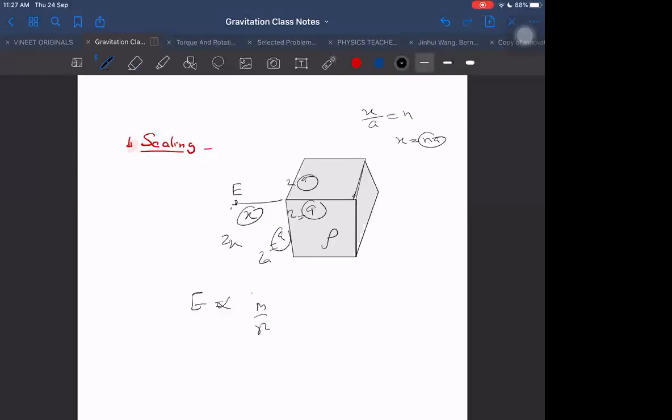M by r square, and m is proportional to r cube. So it is proportional to r cube upon r square. So at last it is proportional to r only. E is proportional to r.